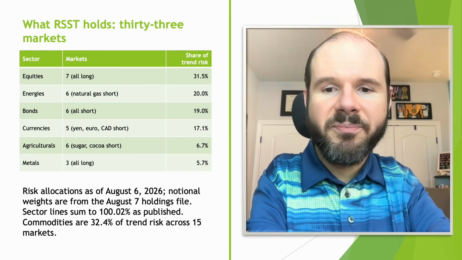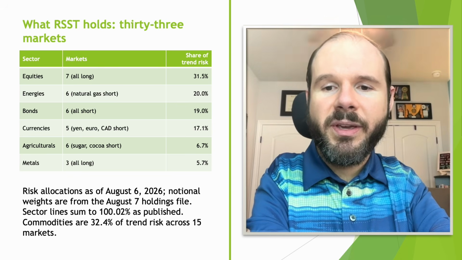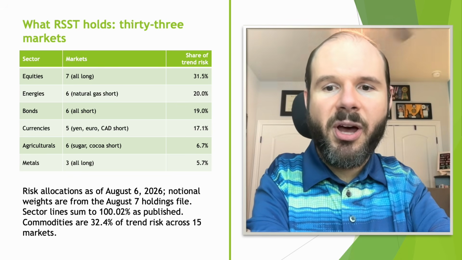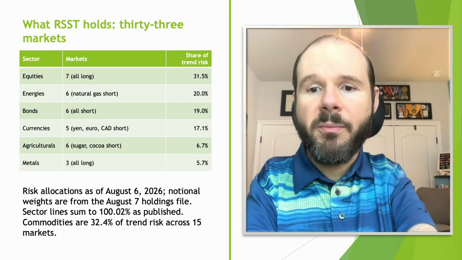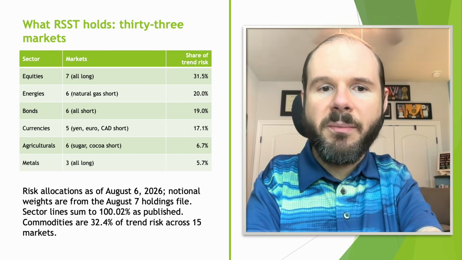RSST, on the other hand, and RSIT by extension, well, they do the bottom-up and top-down combo approach here, and they do it with more markets. So a lot wider spread across commodities.